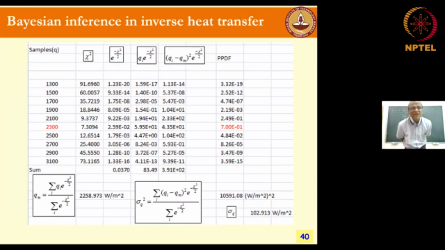If you look at the left side, 1300, 1500, the PPDF, you can see on the right side, whatever is indicated in red shows the highest PPDF of 0.7. Therefore, if you look at the MAP, the MAP for this problem is 2300 watts per meter square. The mean for the problem is 2258. They are very close. So generally, I would prefer the mean. Sometimes it's also good to check how close the mean and the MAP are.